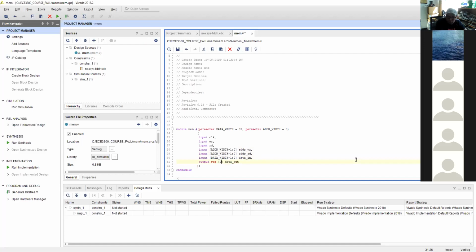You guys know what I'm doing or not? Is it clear to everybody what I'm doing? You're parameterizing the basic aspects of the memory. Yeah. So now the addresses have to be address widths, and the data has to be data widths. Okay, so we build up this one.